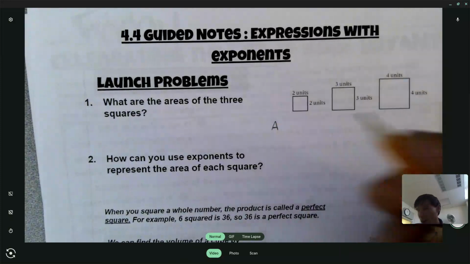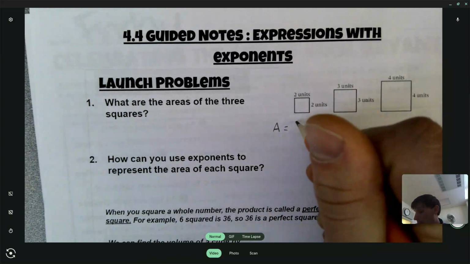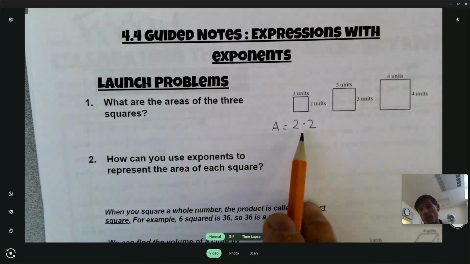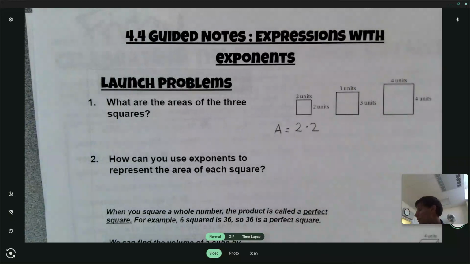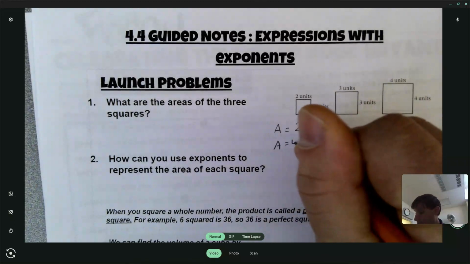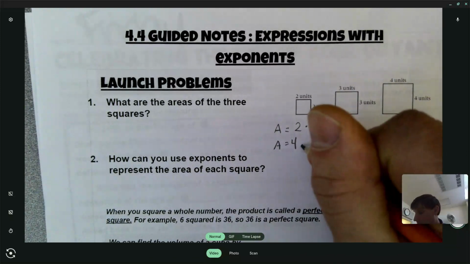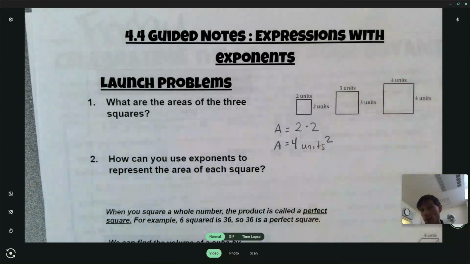So if we're looking for the area of these, hopefully we could have figured this out already. Our first one, our area, will be represented by a large A for area. Area equals our 2 sides multiplied together, 2 times 2. Remember, we're using the dot to represent multiplication since we're getting away from using x because that's going to be a variable in upcoming lessons. So 2 times 2 is 4. So we'll say our area is 4. And we should say 4 what? Units times units. So we're going to say 4 units squared.